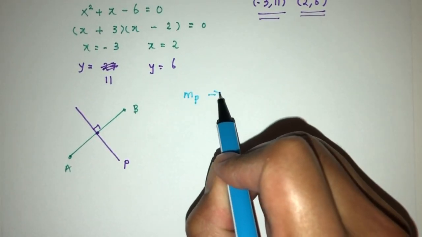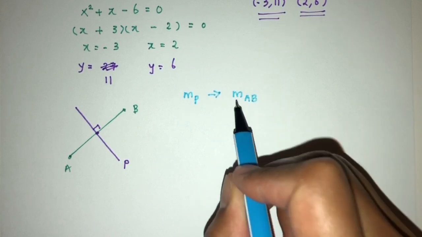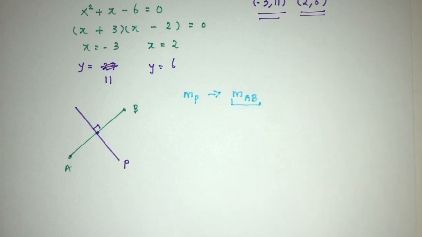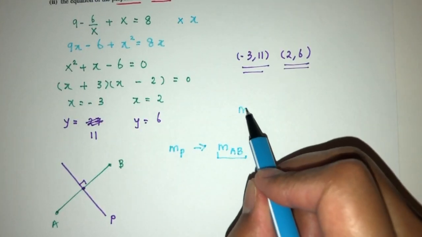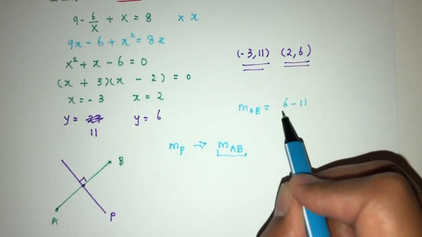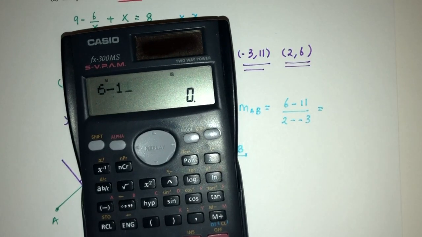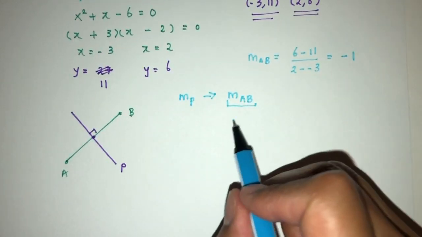Now to find the gradient of P, we have to find the gradient of AB, for example. We can use that, so let's find this. The gradient of AB by definition will be 6 minus 11 over 2 minus minus 3. That should be 6 minus 11 divided by 5, which should be minus 1. So this is equal to minus 1.